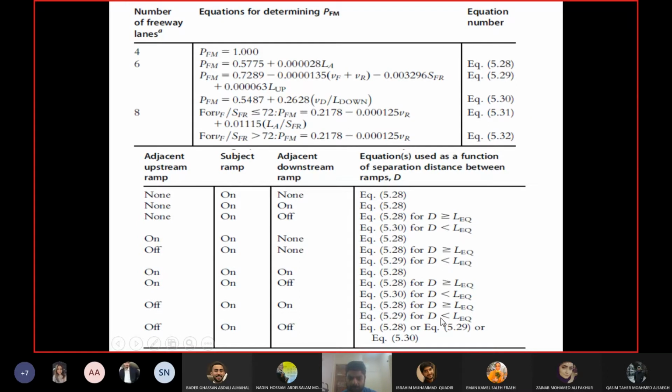So each time, first see what type of ramps you have, upstream and downstream, and then calculate LEQ and compare it with the distance. If LEQ is more, no problem, you will use equation 5.28. If it is less, then you will use the other equations, as mentioned. They have mentioned the equation numbers.